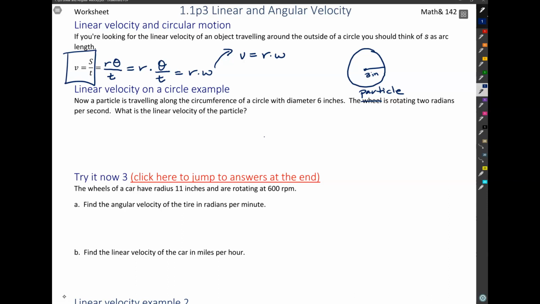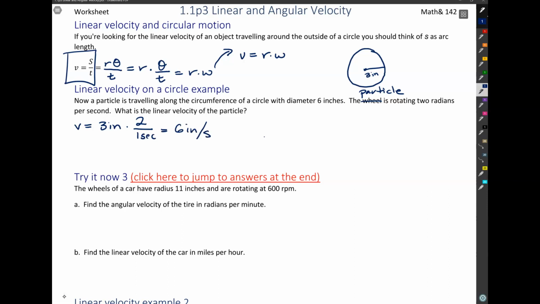Okay, so using what we just found, we can say the linear velocity is the radius of the circle multiplied by the angular velocity, which is 2 radians per 1 second. So this is going to be 6 inches per second. And that is really slick.